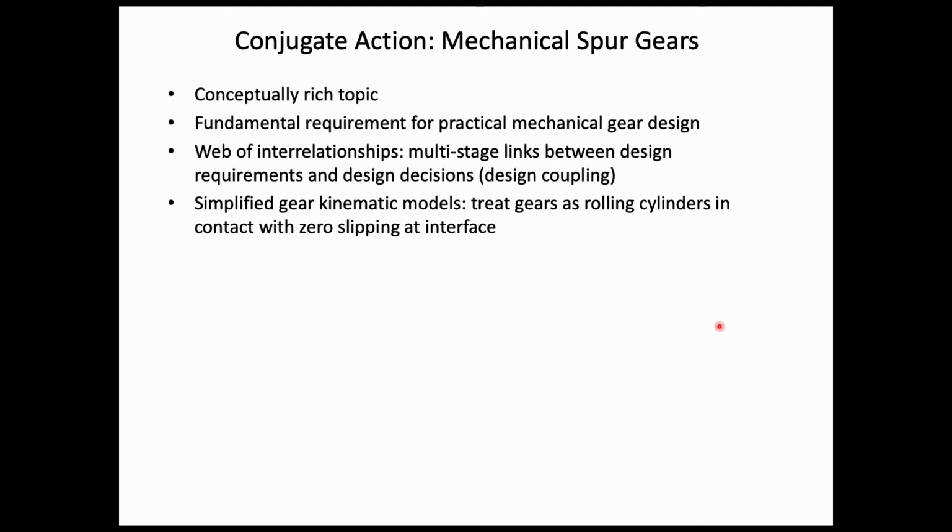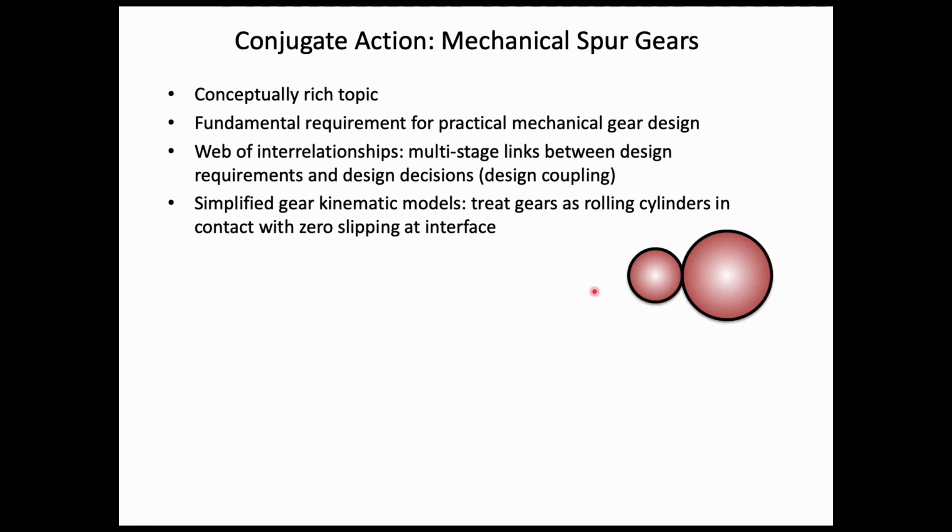We're going to go through some simplified kinematic models first, and these are things that you have seen previously where you treat gears as rolling cylinders in contact. In that case, we really can treat the gears as if they have a constant pitch radius. Here we make the assumption that there's zero slipping at this interface between the gears or the cylinders that are models of the gears. But the actual forces that would be present are quite different from the forces that are present if we have two gears in mesh with each other.